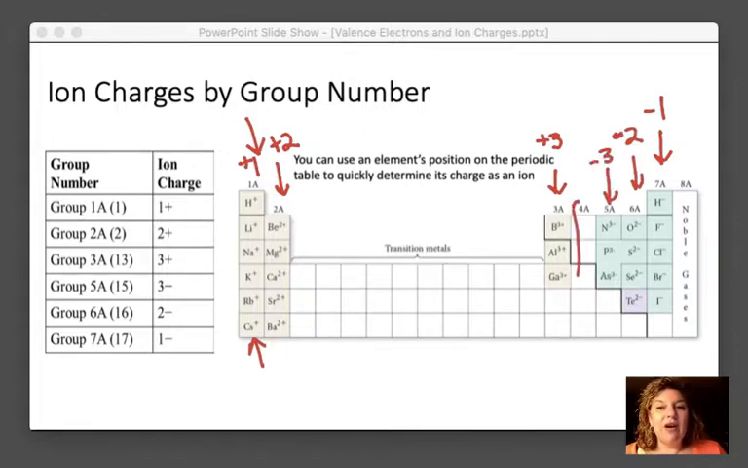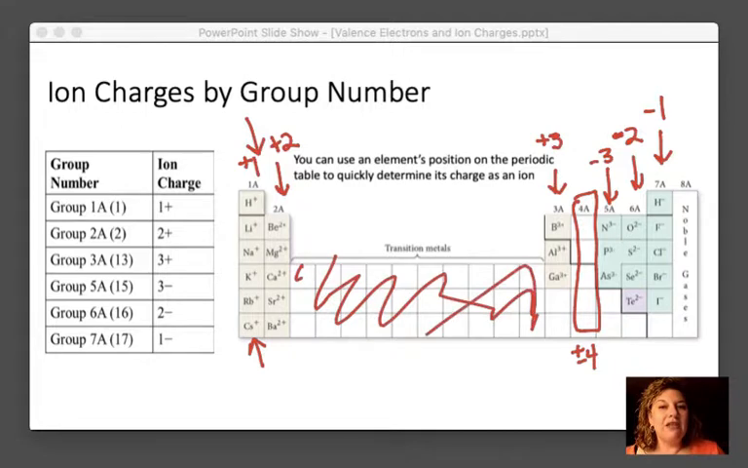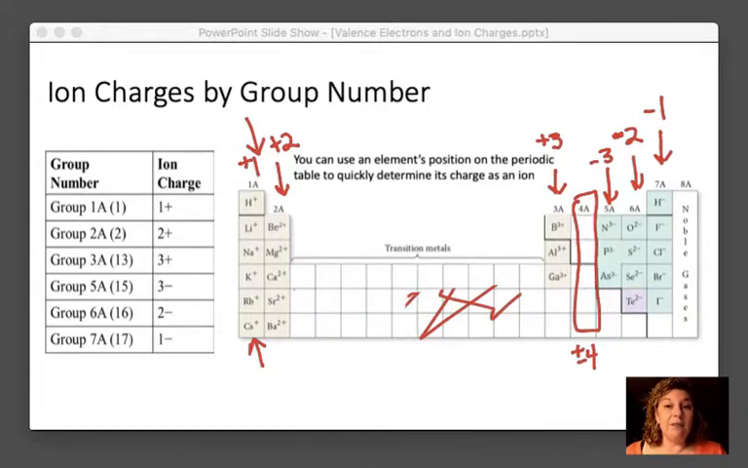Now, if you notice, we don't have anything in the 4A column. These could be plus or -4. They could have other charges. They generally don't form ions at all. They share electrons a lot. So we don't really talk about them when we're doing this, just like we don't talk about the transition metals, because they don't always act the way we'd expect them to when we're just learning chemistry. So we're going to stick with just the main group ones that are +1, +2, +3, and -1, -2, -3.